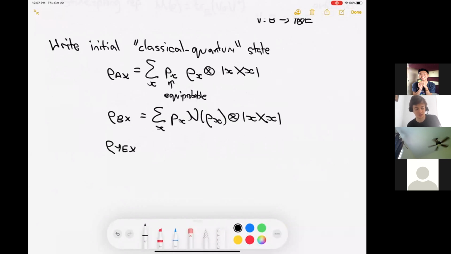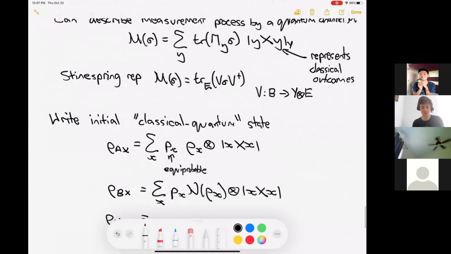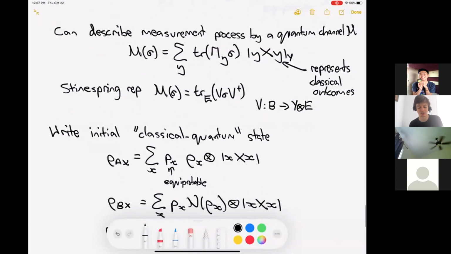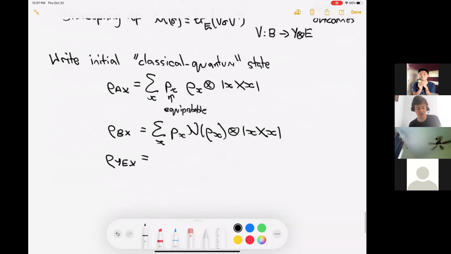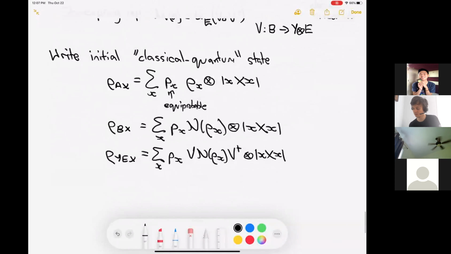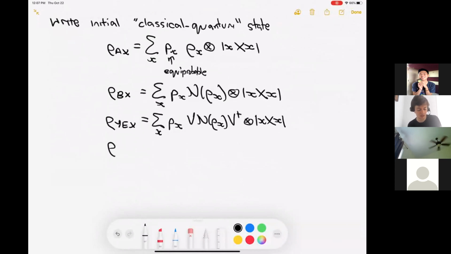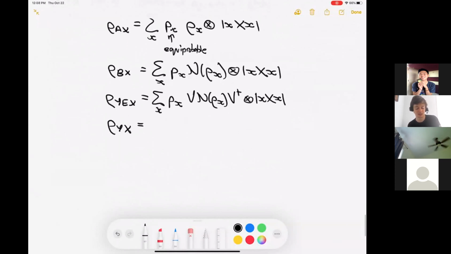We then have this measurement channel, which we break down into two steps. First, there was an isometry. So that gives us the state rho YEX, the sum over x of p of x, V N of rho x V dagger, tensor x. And finally, do a partial trace over the big E to get just the state on Y and X.